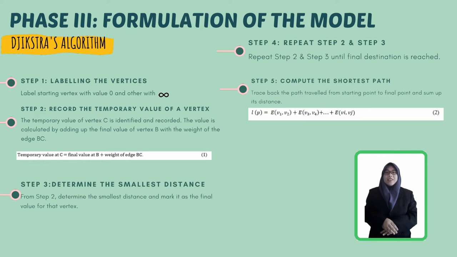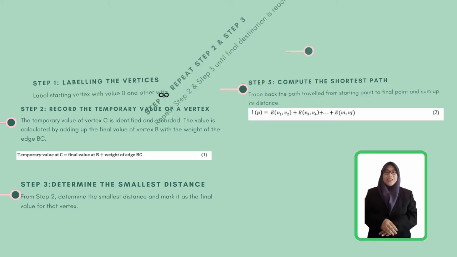There are 5 steps to solve Dijkstra. Step 1 is labeling the vertices. Second, record the temporary value of a vertex. Third, determine the smallest distance. Fourth, repeat step 2 and step 3. And the last step is to compute the shortest path.